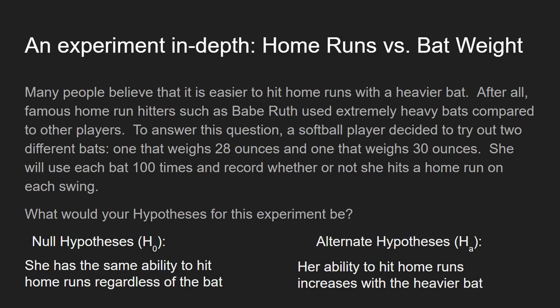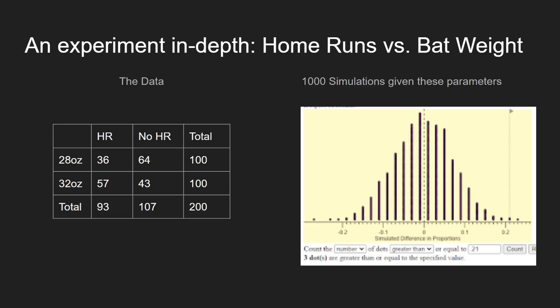The null hypothesis should say things are going to stay the same. She's going to have about the same ability to hit home runs with either bat. And then the alternative hypothesis should say that that ability is going to go up with the heavier bat. Okay, so let's say I did this experiment, and we counted and everything was nice and random, everything was exactly the way that we want an experiment to happen, and we got that she hit 36 home runs with the 28 ounce bat and 57 home runs with the 30.